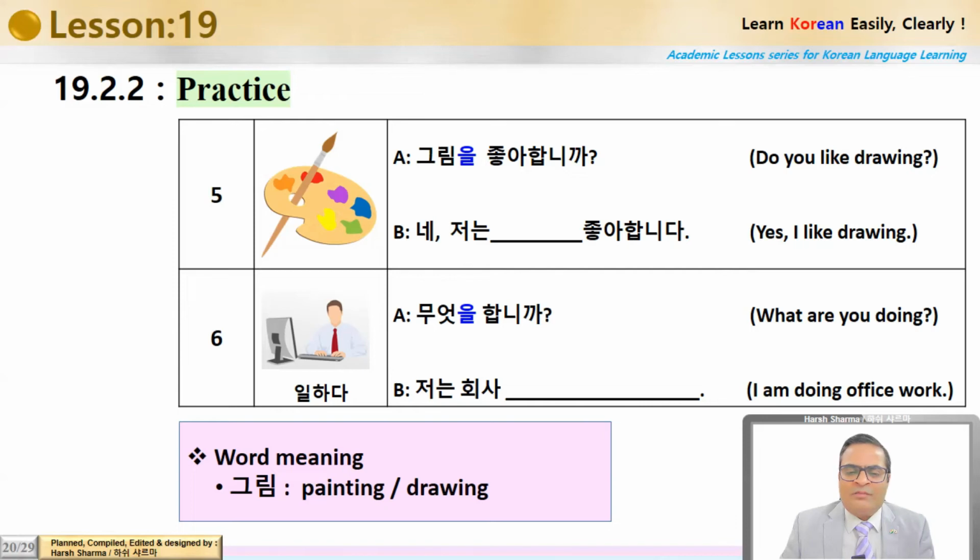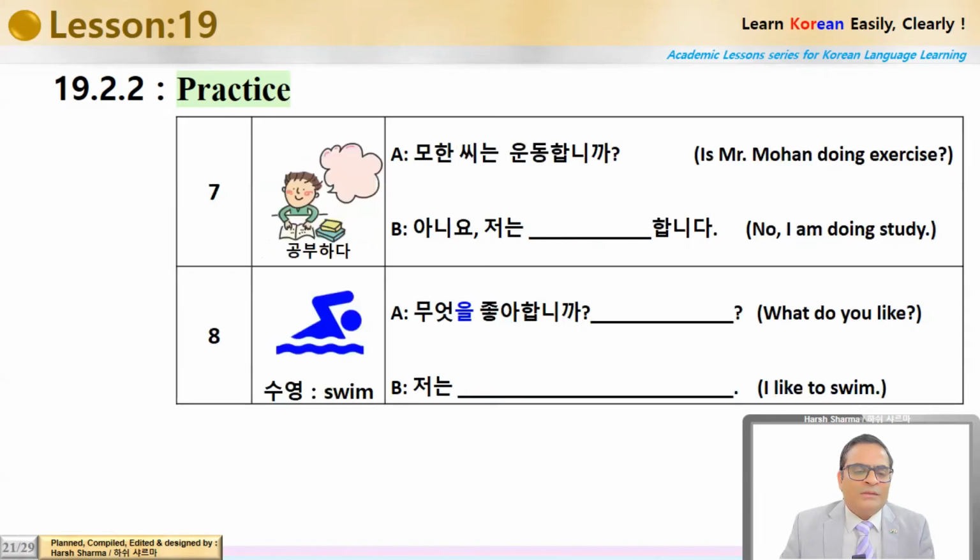You can pause the screen if you need more time, 여러분. 7번. Number 7. A. 모한 씨는 운동합니까? 아니요. Undonghada meaning is to exercise. Mohan is not doing exercise in this picture. He is doing kombuhada, to study. Answer is 아니요. 저는 합니다.